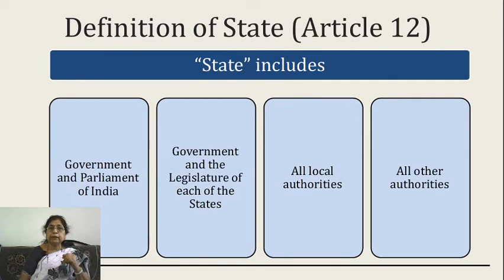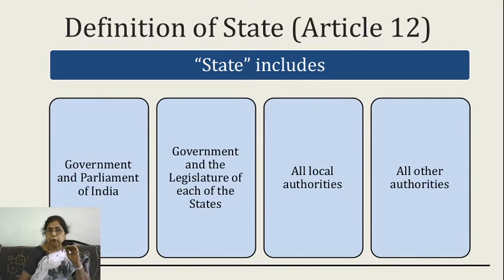Now, here Article 12 says state includes the government and Parliament of India, and the government and the legislature of each of the states. So, it specifically states this. Now, when we speak of other authorities, we have to see that it is used ejusdem generis. That means, as applied to the first, second and third, that is the government and Parliament, the government and legislature, and all local authorities.